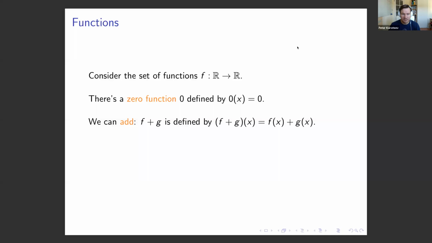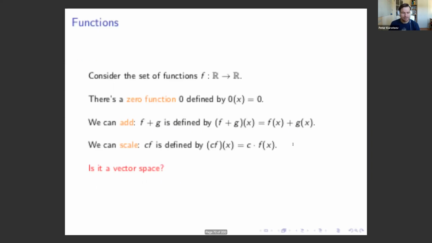Then we can add functions like this. So (f + g)(x) is equal to f(x) + g(x). You think of functions as points in the vector space, so it's a new notion here. We can also scale a function. We define cf by how we calculate its value at point x, it's defined like this. Is this a vector space?